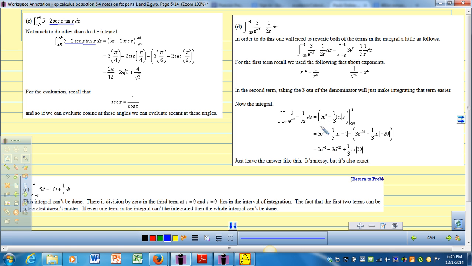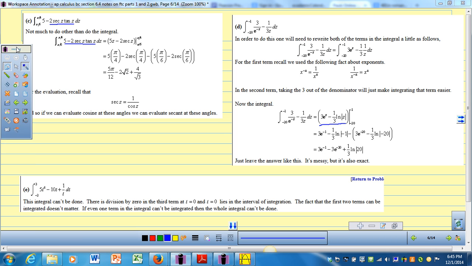So our antiderivative is here, 3e to the z minus 1/3 times the natural log of the absolute value of z, because that's the integral of 1 over z. There's that absolute value again that we must remember, to be evaluated between negative 20 and negative 1. So we plug in negative 1 first, and then negative 20, and you can leave your answer just like this. Remember, any form of the correct answer is correct for a free response.